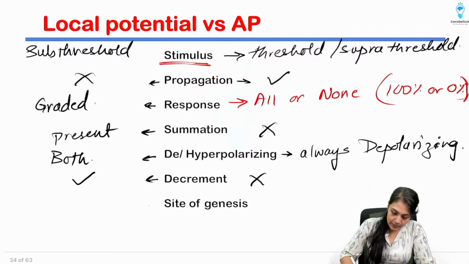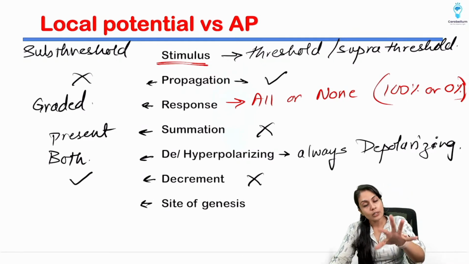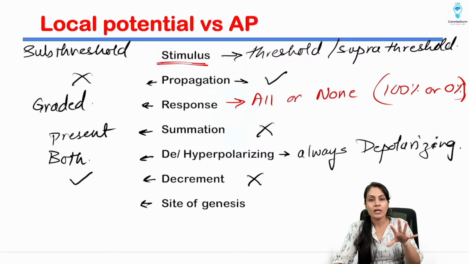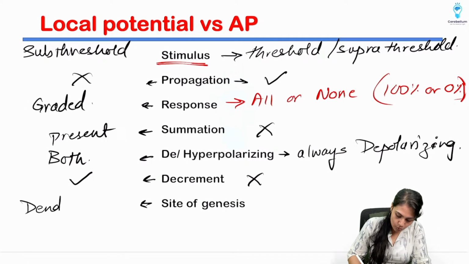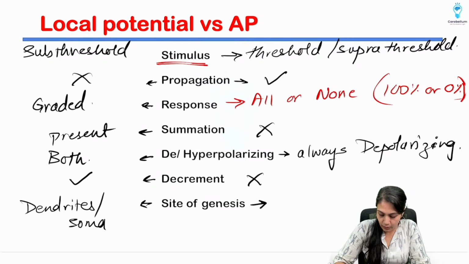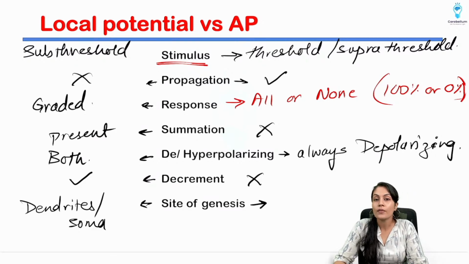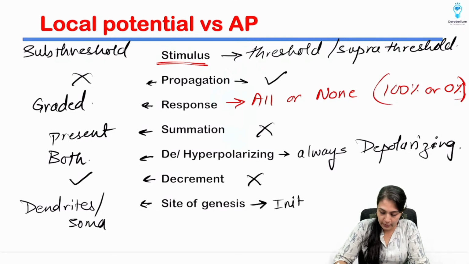What about the site of genesis? The local potentials can be produced anywhere, but the most common site is going to be dendrites or soma. Dendrites or soma, right? And we know the site of genesis in the case of motor neurons is going to be the initial segment.